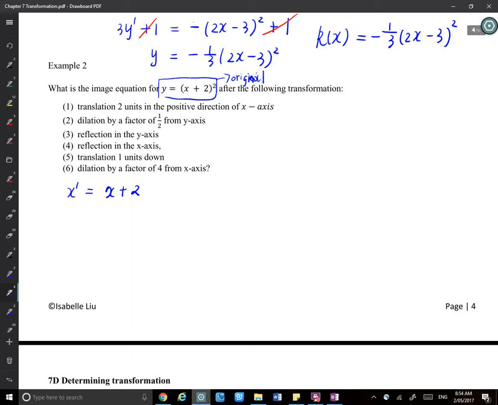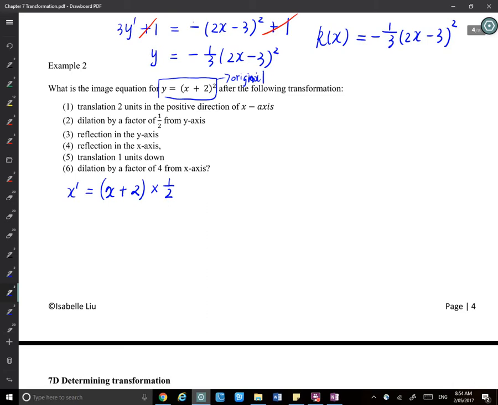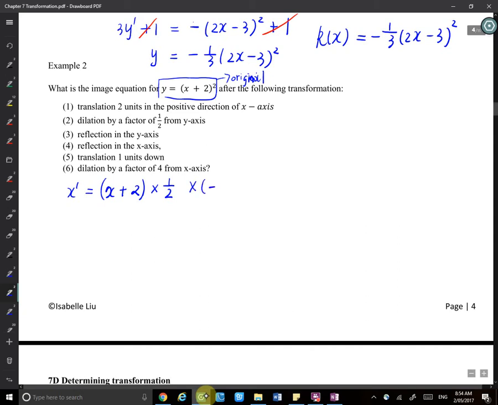Dilation by a factor of a half from the y-axis is changing x again, so times that by a half. Reflection in the y-axis is changing x again. You times that by negative 1, so you negative the whole thing.